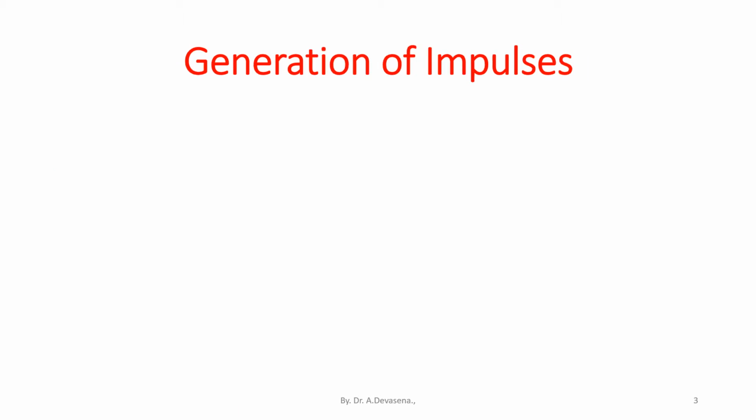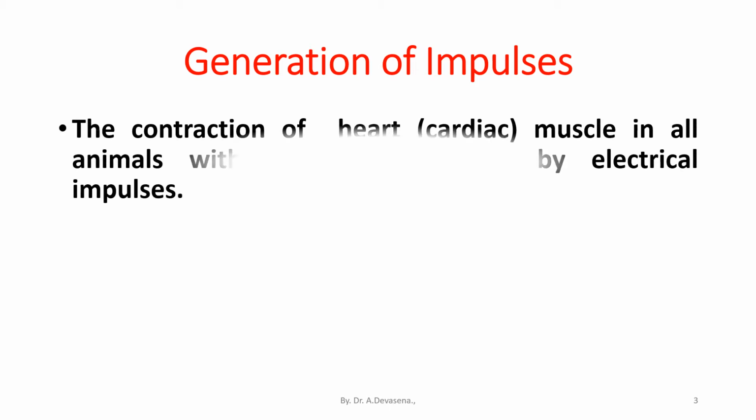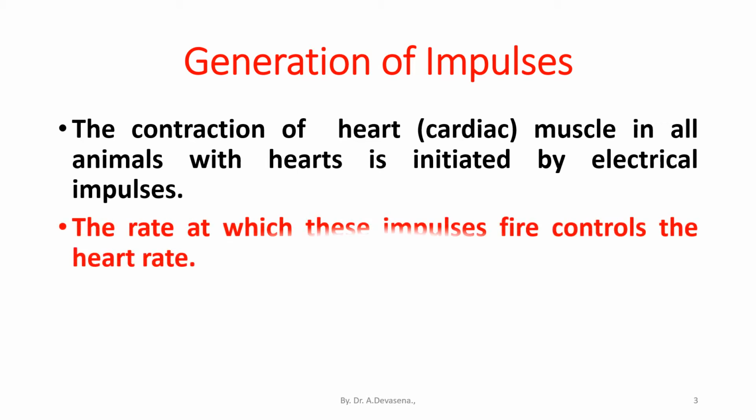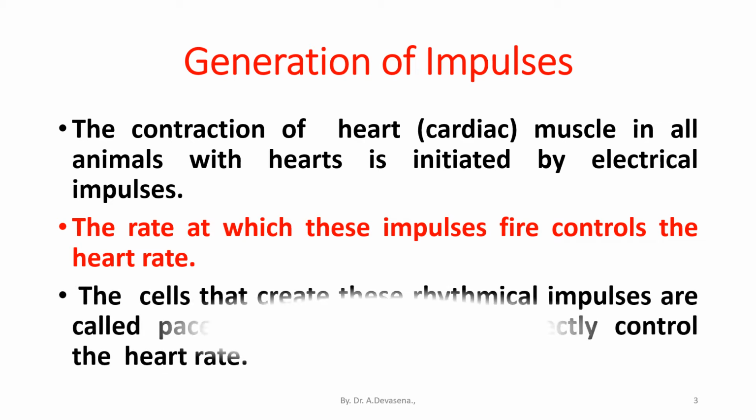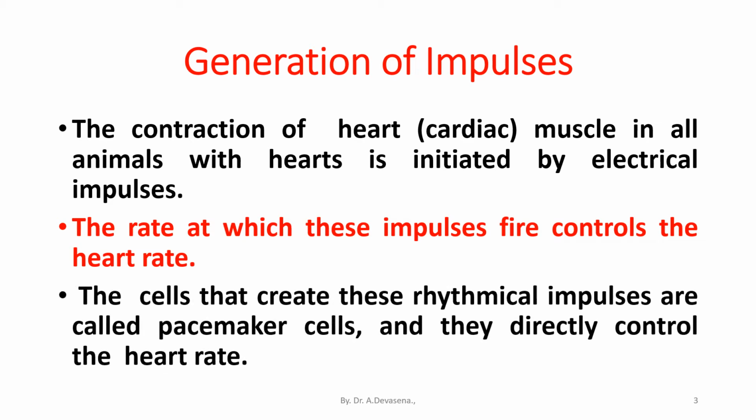Generation of impulses. The contraction of the heart muscle in all animals with hearts is initiated by electrical impulses. The rate at which these impulses fire controls the heart rate. The cells that create these rhythmical impulses are called pacemaker cells, and they directly control the heart rate.